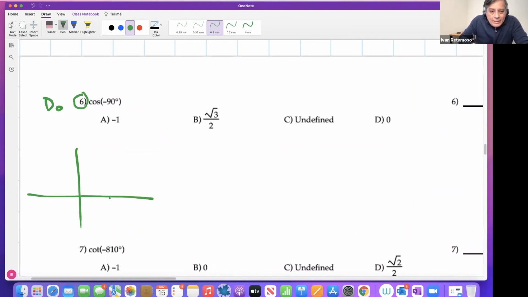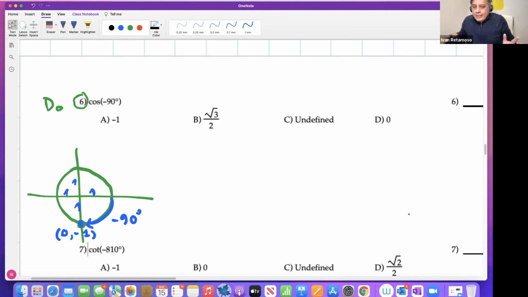Where is negative 90 degrees? Well, if you draw a unit circle here, you go clockwise, negative 90 degrees is there. So pay attention to the coordinates of this point. In the unit circle, since it's 1, 1, 1, and 1, this guy should have coordinates 0, comma, negative 1, right? Yeah, good. Remember, the first coordinate gives you cosine, the second coordinate gives you sine, right?